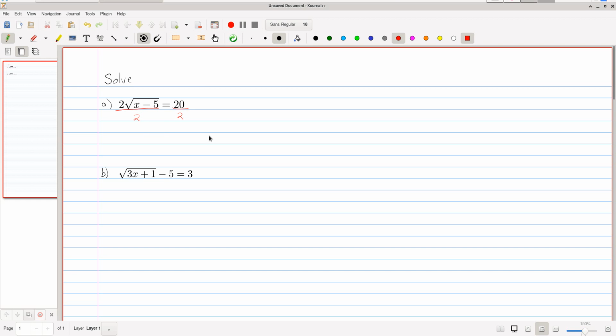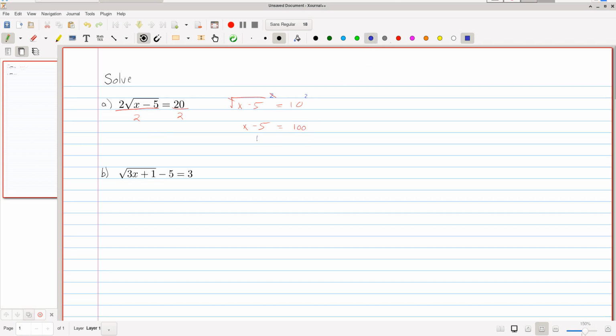So this way on the left-hand side the 2's cancel, and we're left with radical x minus 5 equals 10 on the right. Now I want to get rid of the radical, so we're going to square both sides. When you square the left-hand side, the square and the square root will cancel to leave us with x minus 5. On the right, we square 10. 10 times 10 is 100.